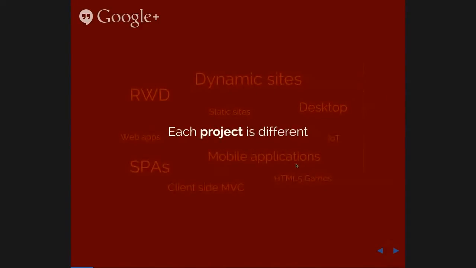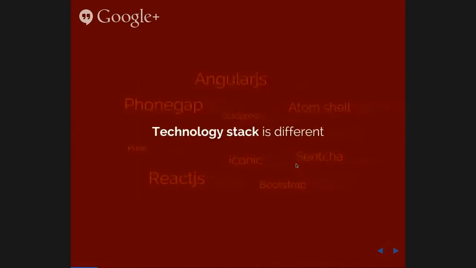Why? Because each project is different. How? We have responsive designs now. We have dynamic sites now. We have desktop applications that can be built with HTML, CSS, and JavaScript, right? We have SPAs and client-side MVCs and everything. So that creates a complex environment for the front-end developer. That's why each project is different. Thus, the technology stack for each project is different.